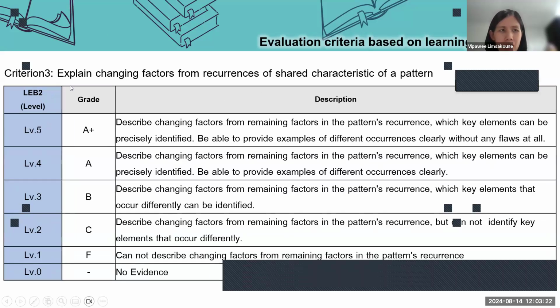Okay. The third criterion is explaining changing factors from recurrence, the change within the same pattern. This one asks whether there is any development in the same pattern of the product. Okay. You will receive level 5 when you describe the changing factors from the remaining factors, which key elements can be precisely identified, and be able to provide examples of different occurrences clearly without any flaw at all. Okay, if you still have some flaw, you receive level 4. If you did not provide examples, then you receive level 3.